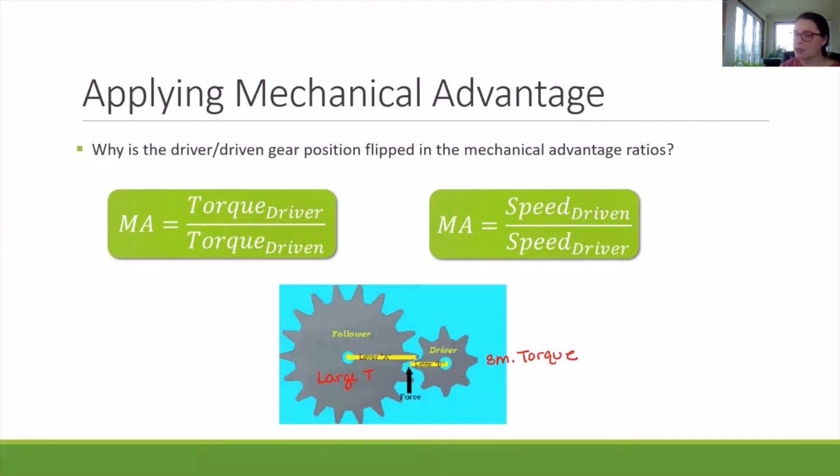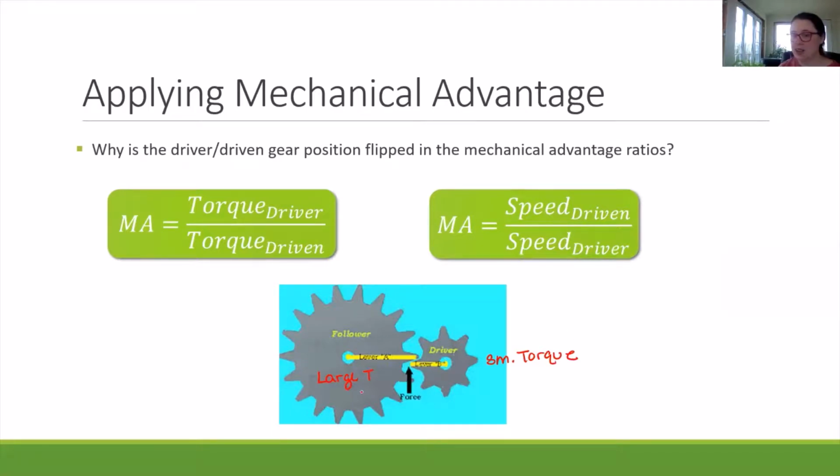Why? Because it's the same amount of force being applied a shorter distance from the axle, from the center. But what about speed? Let's think for a second. Let's say this gear turns once. Will this gear turn more than once or less than once? Well, the small gear is going to turn a bunch of times because it has fewer teeth per turn.